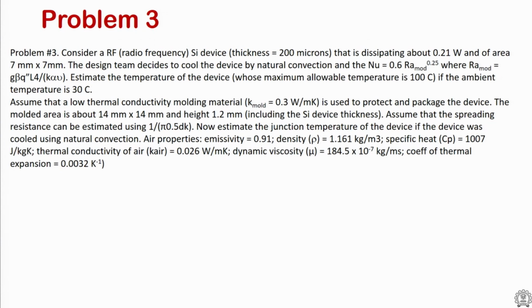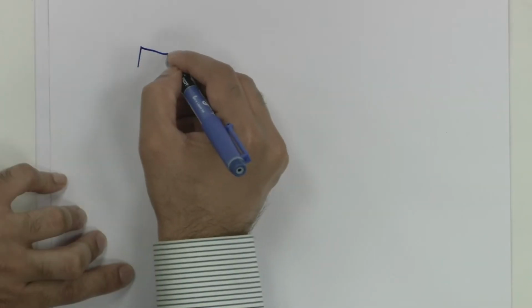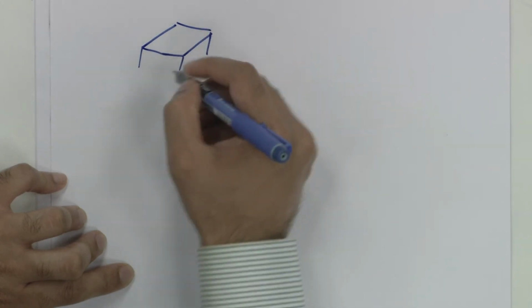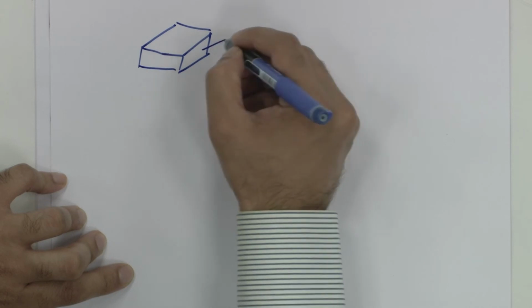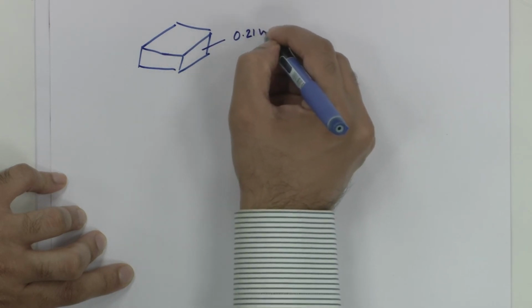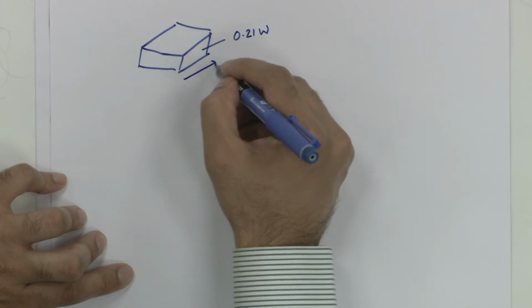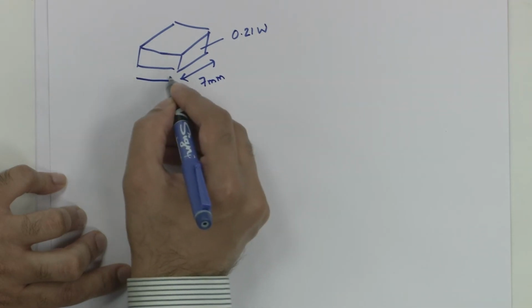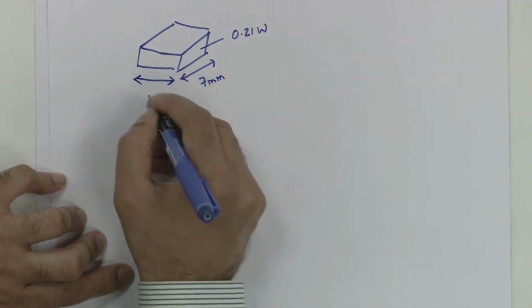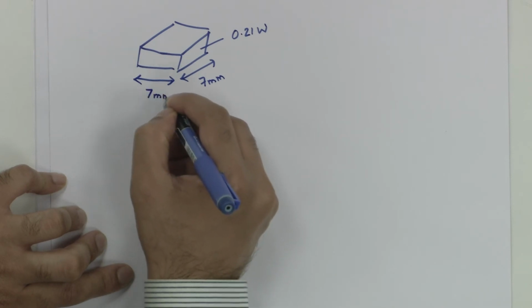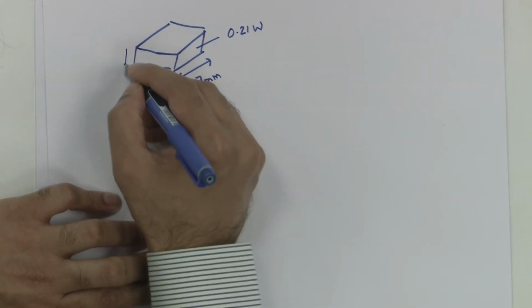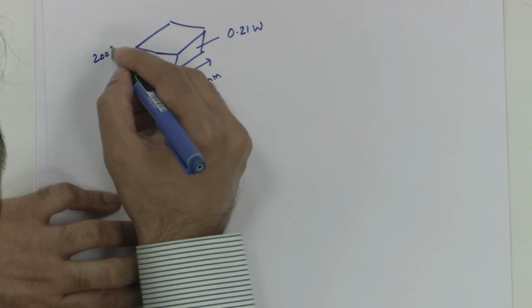So, let us look at the problem again. The problem asks for two things. We have a heat source, and this heat source is dissipating about 0.21 watts. It is a very small amount, a small heat dissipation if we look at it from that perspective. And the area is 7 mm by 7 mm, and the thickness is given as 200 micrometers.